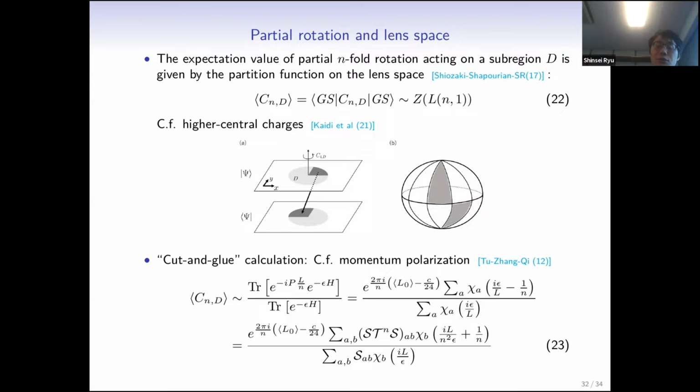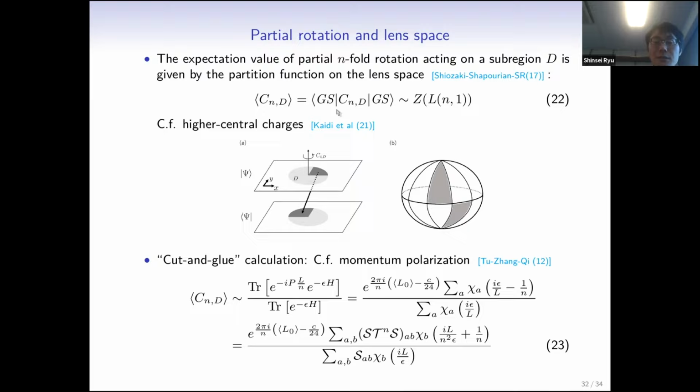I think that is also useful to extract the underlying data of topologically ordered phases. So partial rotation is the following operation. I consider a subregion D, okay? And then we consider an n-fold rotation around the center of D. The shape of D is supposed to be consistent with the n-fold rotation symmetry.